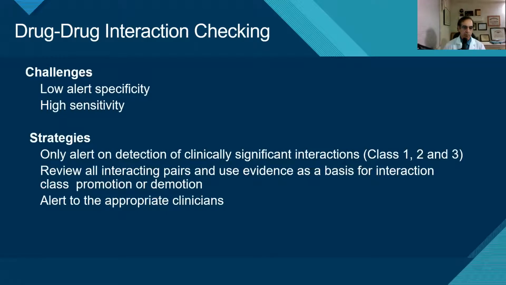when reviewing those orders. Another exercise that you might do, which is quite labor-intensive but worth the time, is to review every single interacting pair on your system, and then based on evidence, based on research, either promote or demote those interacting pairs. In other words, if something is listed by the knowledge base vendor as a class 1, but you know that it's not a true contraindicated pair, then you can push that down to a class 2 and reduce some of the alerting, or even push a class 2 down to a class 3.